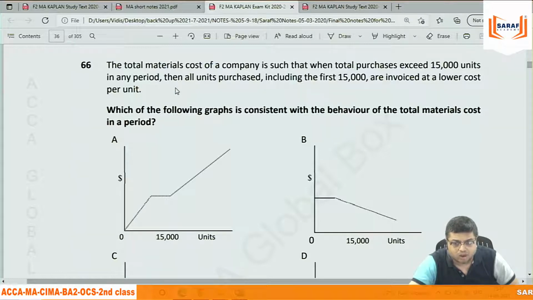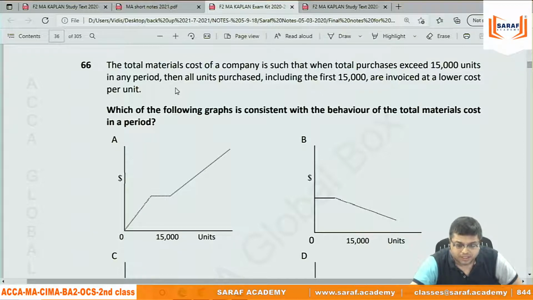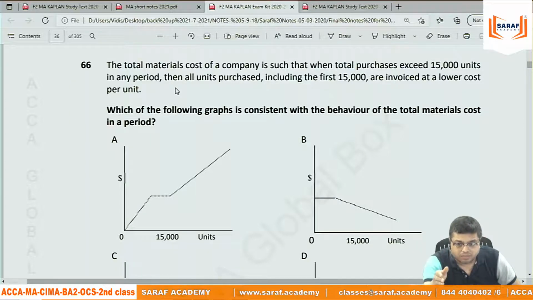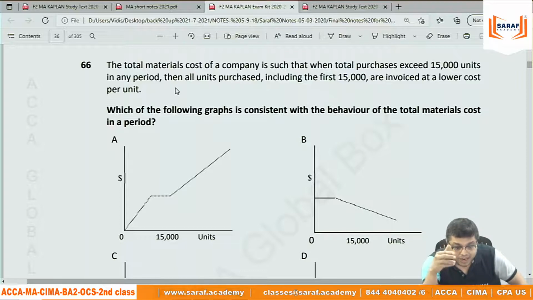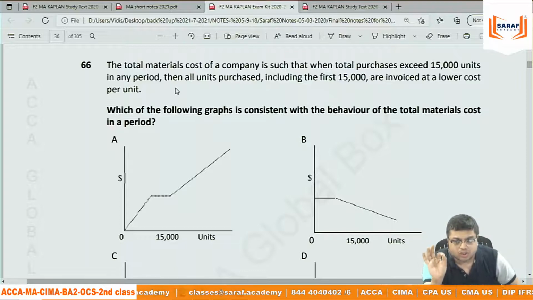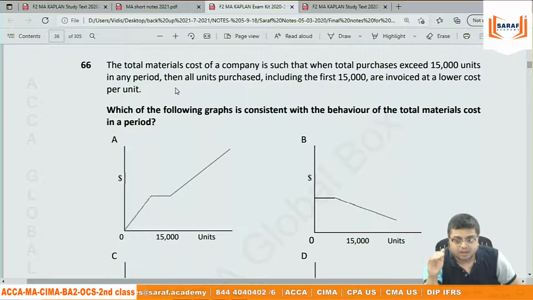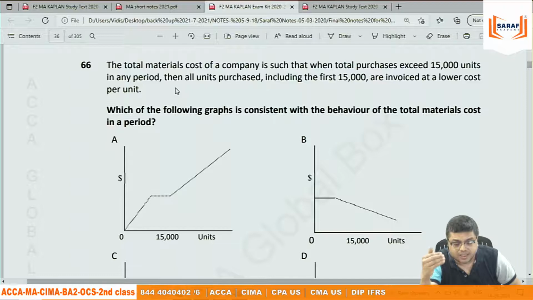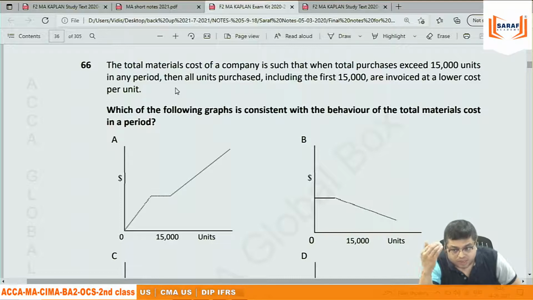The total material cost of a company is such that when total purchases exceed 15,000 units in a period, then all units purchased. Atharv, Gautam, you will say that they have not written. They have written it, if you read properly: when total purchases exceed 15,000 units in a period, then all units purchased, including the first 15,000, are invoiced at a lower cost per unit.